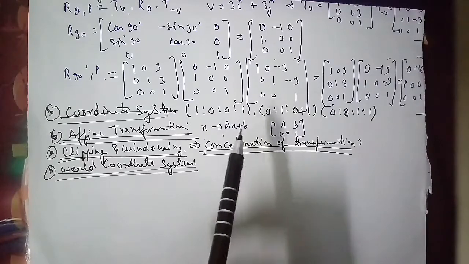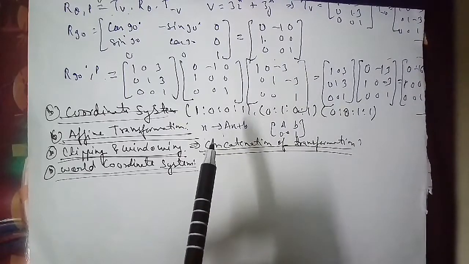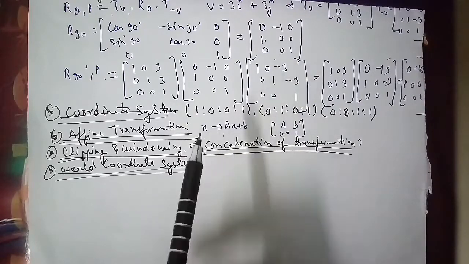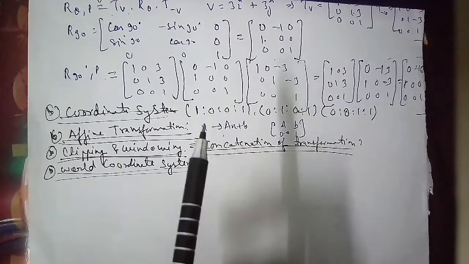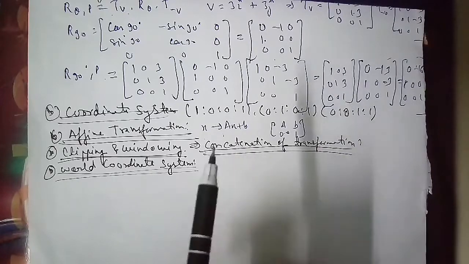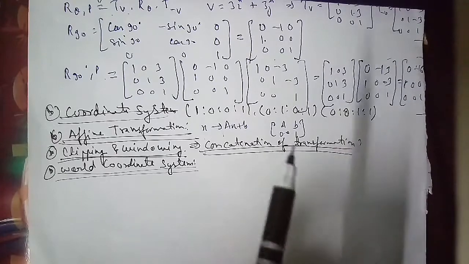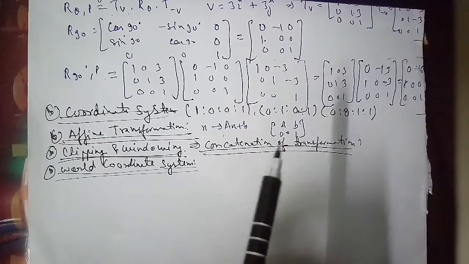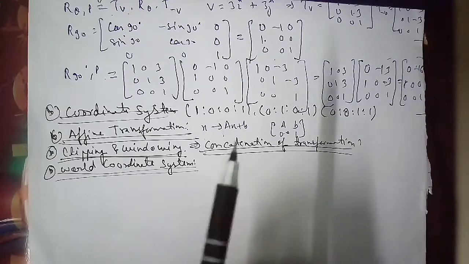So first of all, we'll discuss the normalized device coordinate system, that is NDCS, and then we'll discuss the viewing transformation, then the workstation transformation, then window to viewport mapping. That we'll discuss here. So let's go ahead and discuss the normalized device coordinate system.